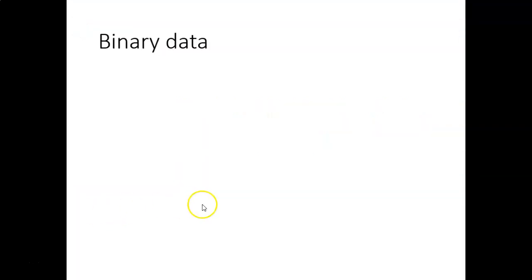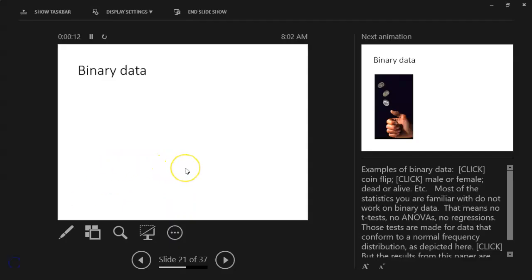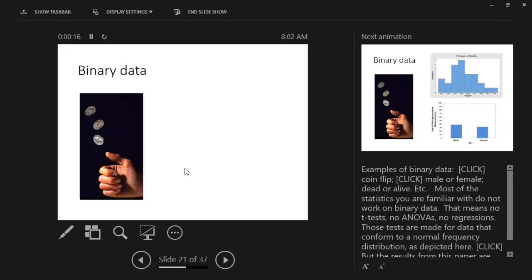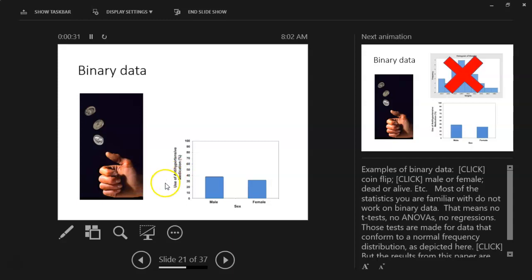So one thing I want you to understand about this study is that the data they collected is what's known as binary data. Examples of binary data include the results of flipping a coin. You either get heads or you get tails. Another example of binary data would be classifying organisms as whether they're male or female, or perhaps dead or alive. All these outcomes, there's just two outcomes.